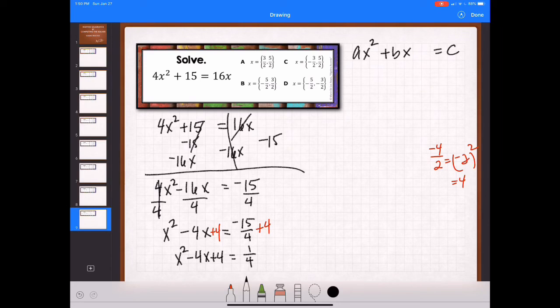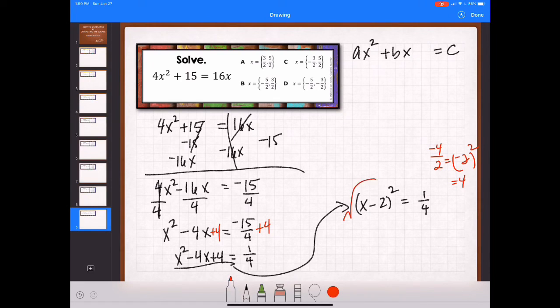Okay, let's go over here. So I'm going to take this trinomial and factor it, which gives me x minus 2 squared on the left side equals 1/4, and take the radical of both sides. So now I have x minus 2 equals plus and minus radical 1 over radical 4. I'm going to go ahead and simplify that while I'm here. So radical 1 is the same thing as 1, and radical 4 is the same thing as 2. So I really have plus and minus 1/2 on the right side. So now I'm going to add 2 to both sides.